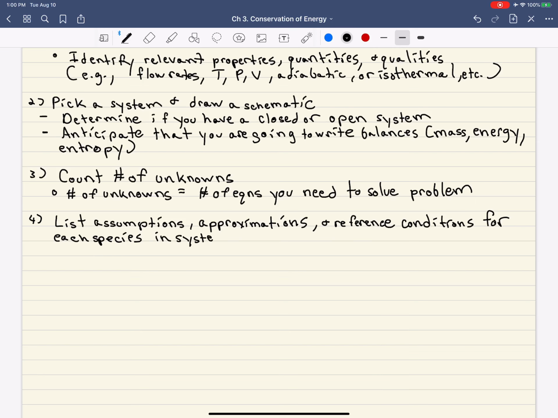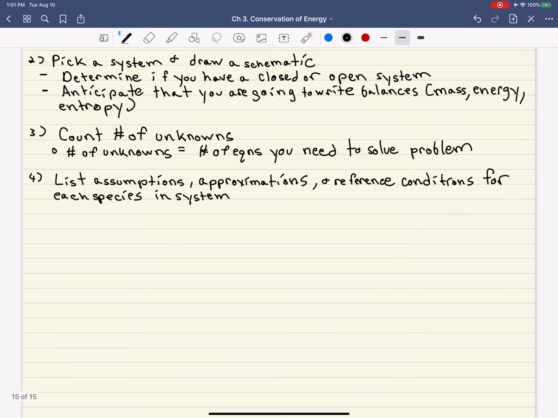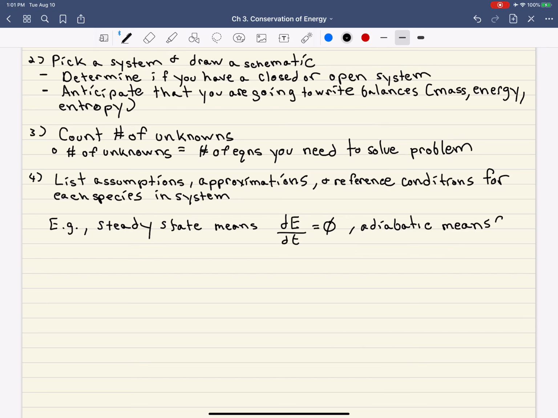Okay? Some common examples of this: let's say your system is at steady state. Mathematically, that means in your energy balance, your dE/dt term is going to be equal to 0. Or let's say you're told your system is adiabatic. What that means is that the Q dot in your system is going to be equal to 0.